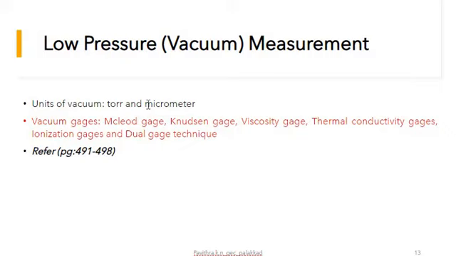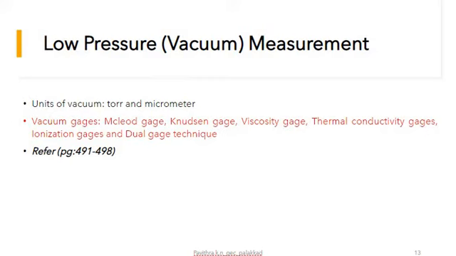Manometers and bellows gauges are usable to about 0.1 torr only, and Bourdon gauges can be used up to 10 torr only, and diaphragm gauges can be used up to 10 raised to minus 3 torr. So below such ranges, that is at low pressure values, some other type of vacuum gauges are necessary. So for such cases, we are using these gauges.